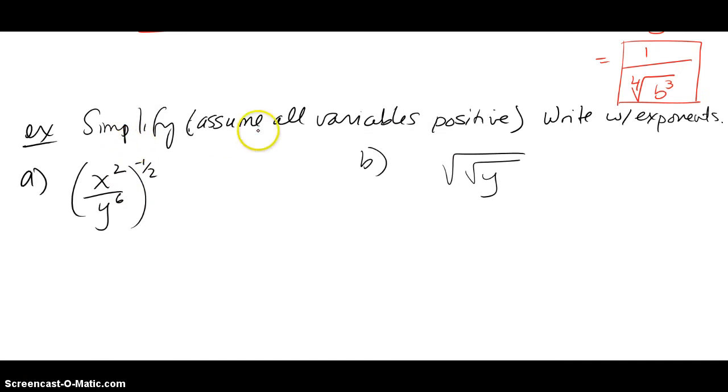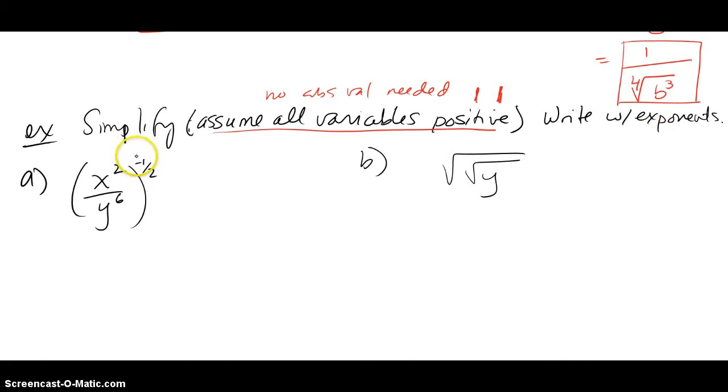Alright, simplify and assume all variables are positive. That means no absolute value is needed because everything that gets popped out is going to be positive anyway. So I don't need any of these absolute value bars. Write the answer with exponents.